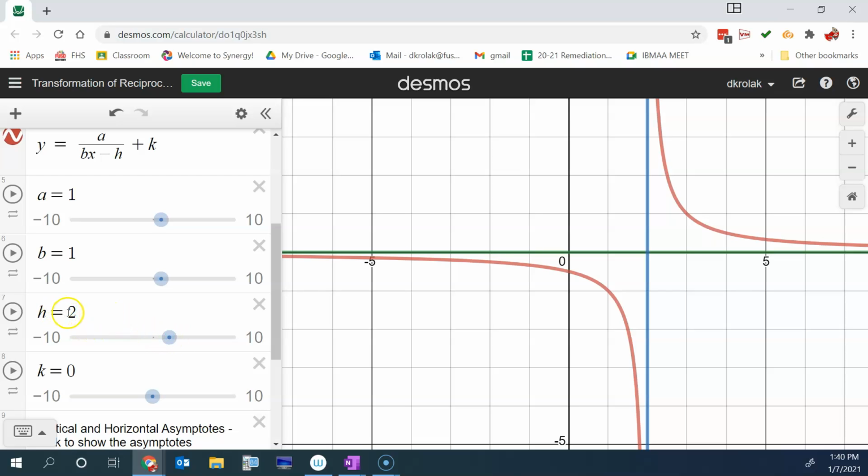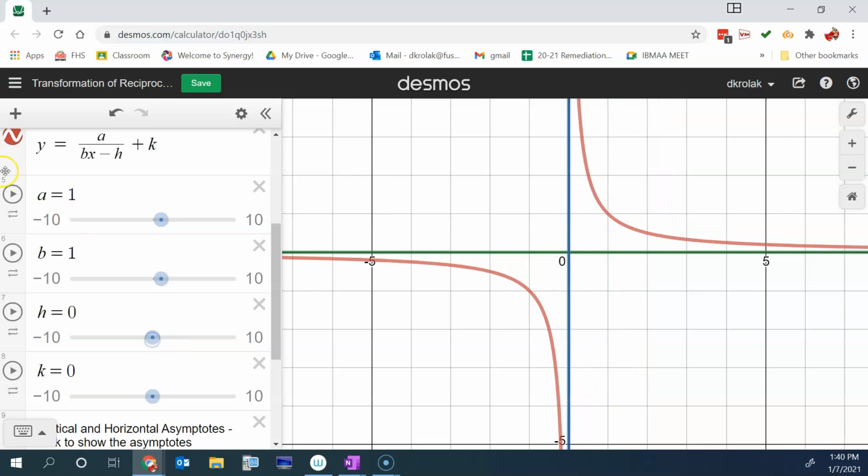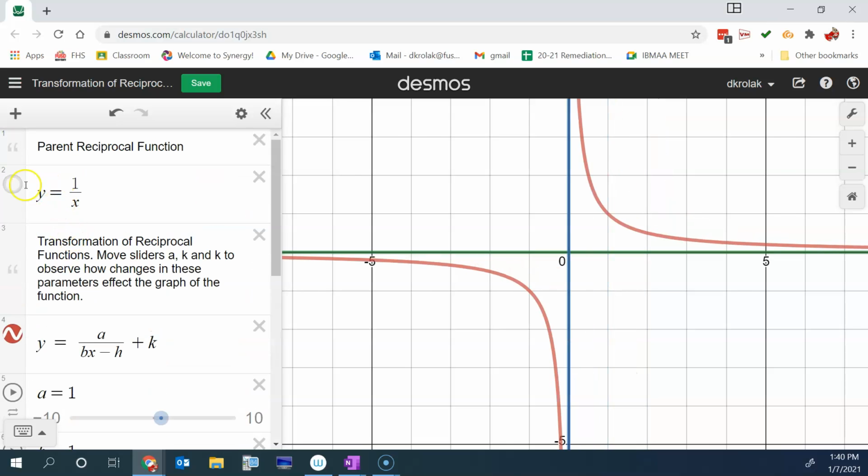Okay, so when I moved H to 2, the only thing that moved was the vertical asymptote. The whole graph just slid 2 over. Okay, here's the original graph. If you click on this one way up here, that's the mother function. That's where they all started.